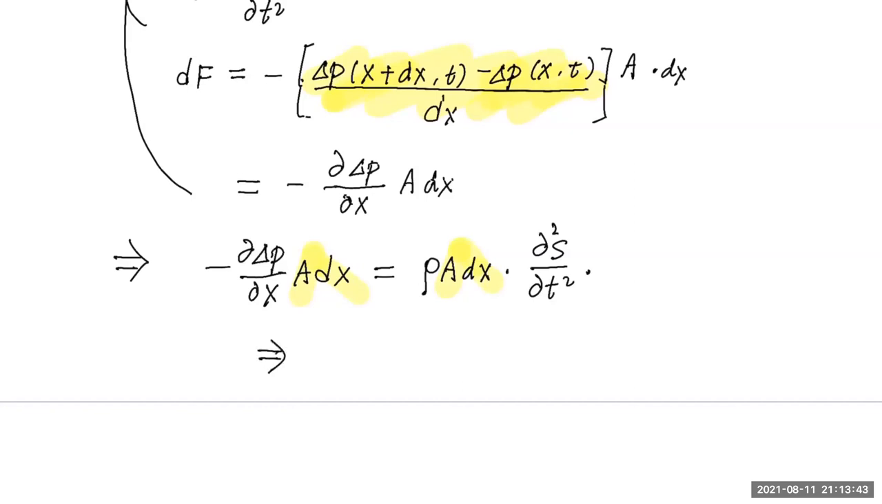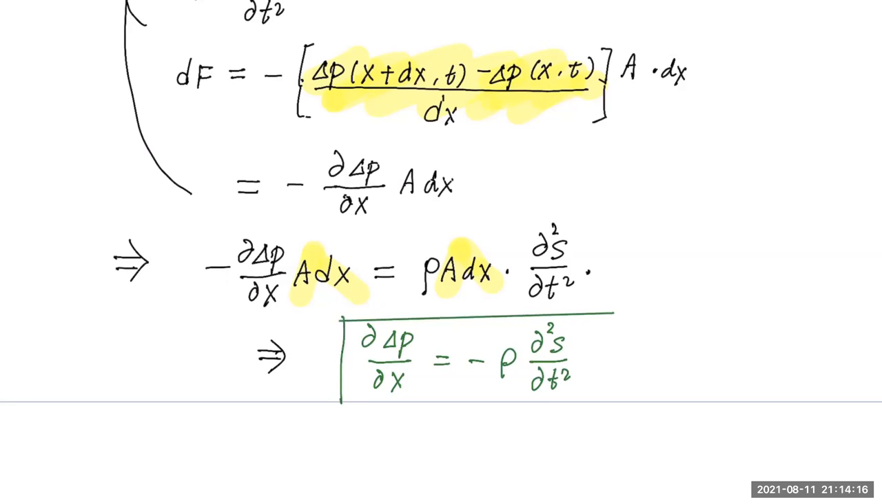Let me use a different color now. Let me use, let's say, a green color, okay? So I have partial delta P over partial x equals what? Negative rho times the second partial derivative of s with respect to time. So here's my first equation that I'm going to keep in my derivation of the wave equation. It's not the ultimate equation that I'm looking for.